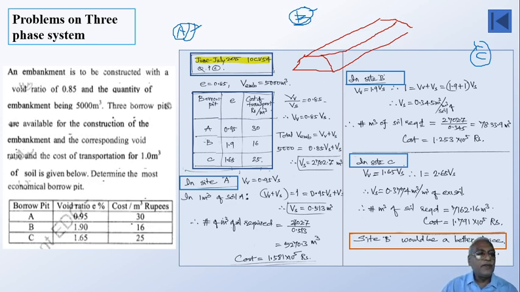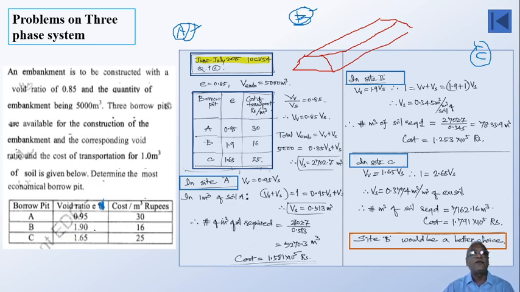Right? So they have given the cost per meter cube: for site A it is 30 rupees, site B it is 16 rupees, site C it is 25 rupees per meter cube. And there is additional data, voids ratio. It is not in percentage, that is wrong. Voids ratio for A is 0.95, meaning whatever soil is in site A has a voids ratio of 0.95, site B 1.9, site C 1.65.